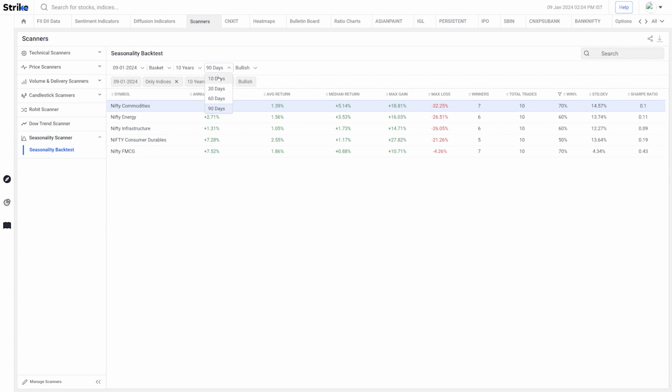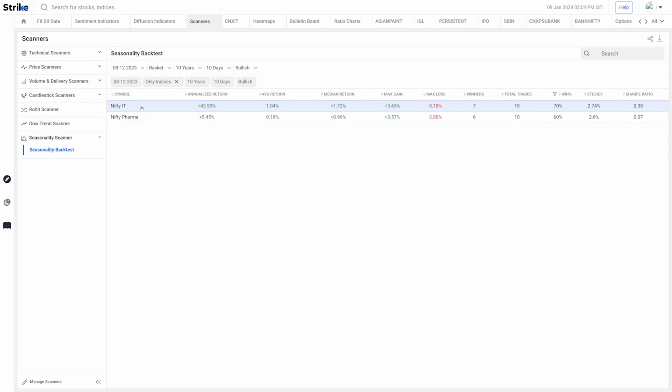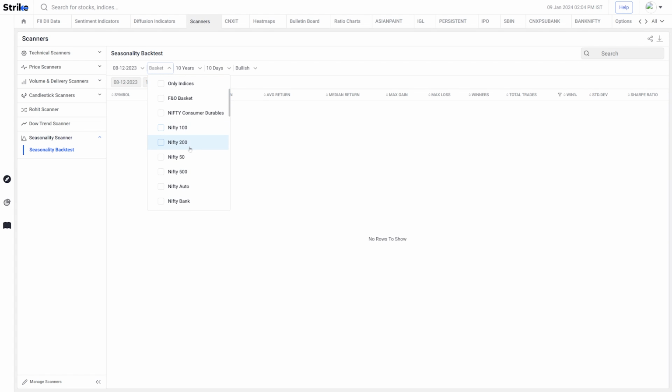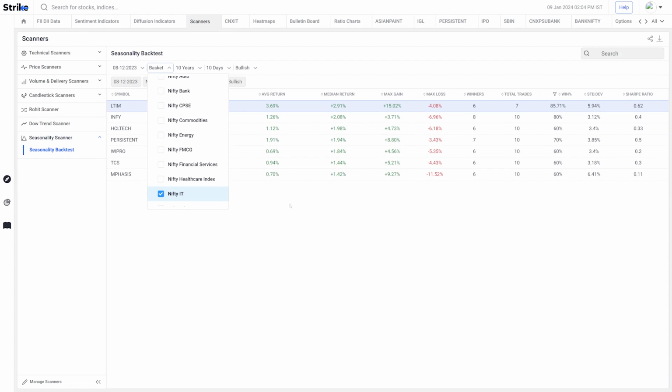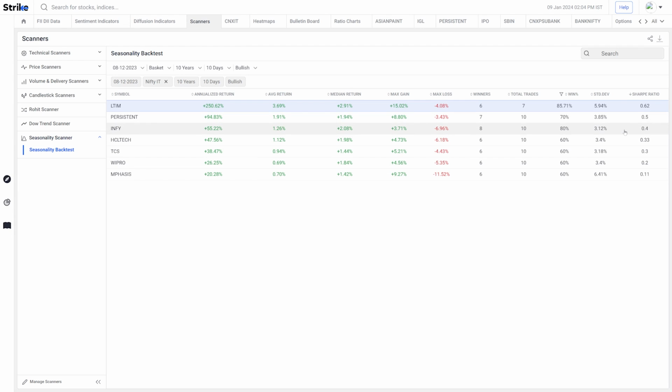Now the same thing can be done for stocks itself. Let's say we go back to the 8th of December and we have finalized that yeah, Nifty IT is looking good. Now you can drill down further, whether you want to look at your own watch list or any broader index or FNO basket, or in this case just the selected index itself. So if we select the Nifty IT, we can see the individual seasonality of all the components which are bullish during these dates. We can see the win rate is ranging from 85% to 60%, and we have sorted on the Sharpe ratio. So if we sort on Sharpe ratio, then LTIM and Persistent are coming at top, followed by NP.